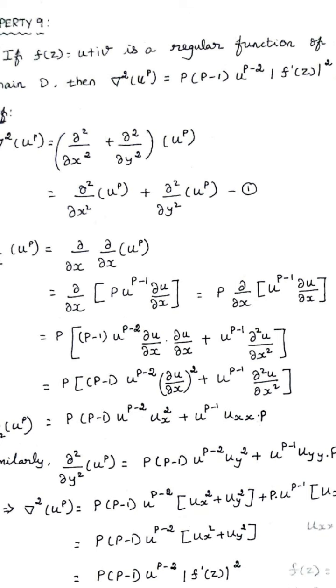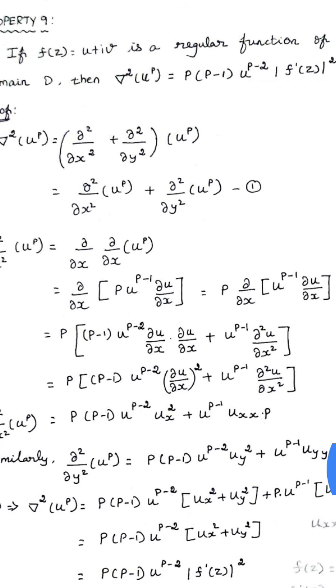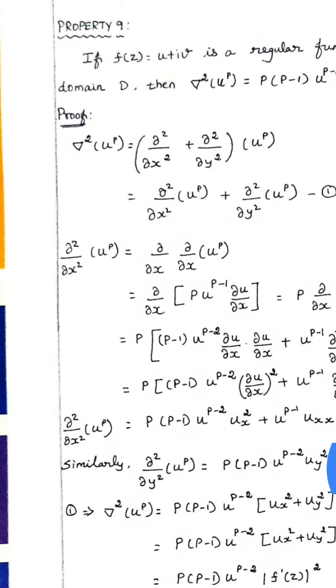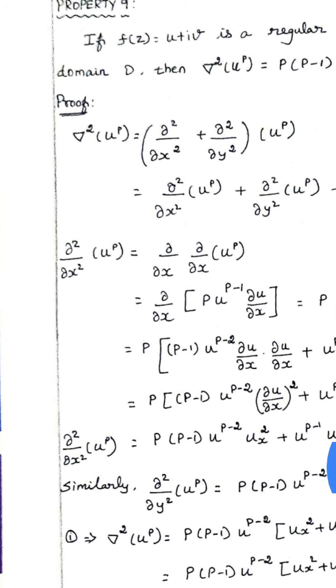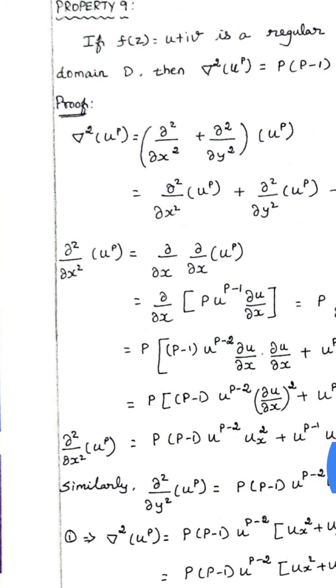What is a regular function? A regular function is nothing but an analytic function. And what will come for del squared? Dou squared by dou x squared plus dou squared by dou y squared. So I am writing the left hand side of the given property, that is del squared of u^p. So what is del squared? Dou squared by dou x squared plus dou squared by dou y squared, acting on u^p.